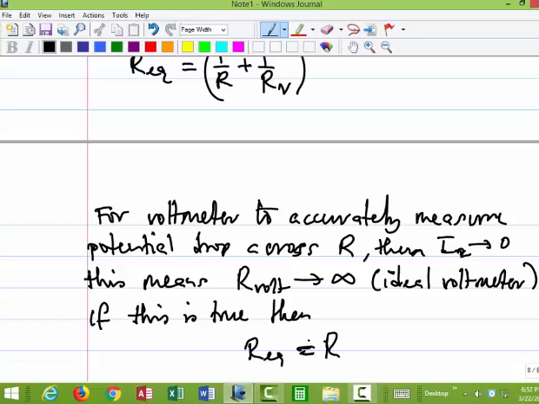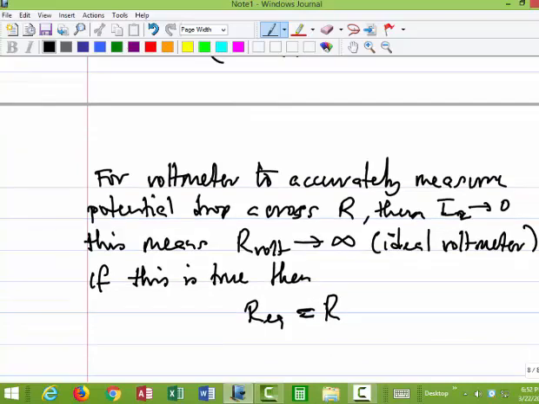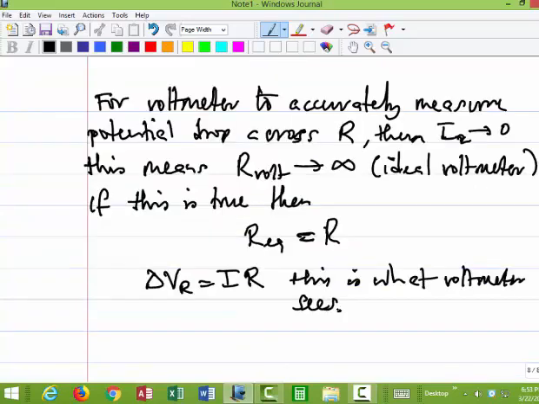Okay, so from there we can easily now see that the potential drop across the resistor is just equal to the current through the resistance times R, which is what the voltmeter measures. So I want us to now get into resistor circuits where we can now get combined parallel and series resistors.